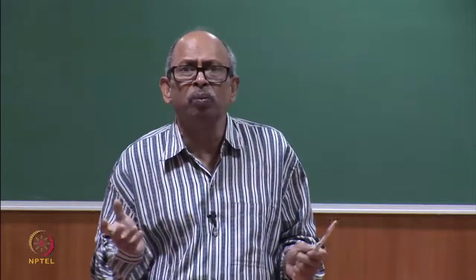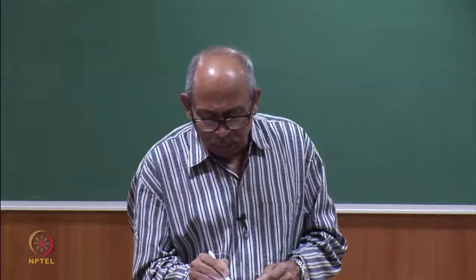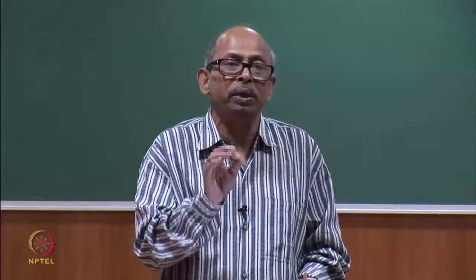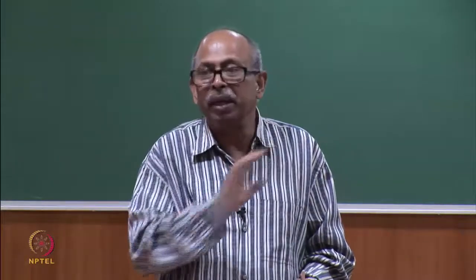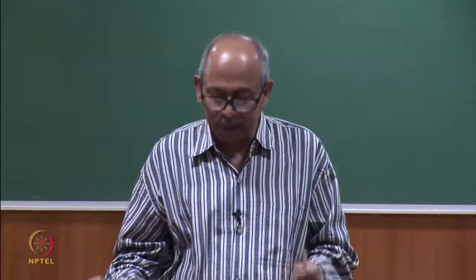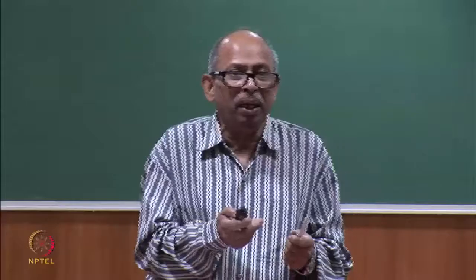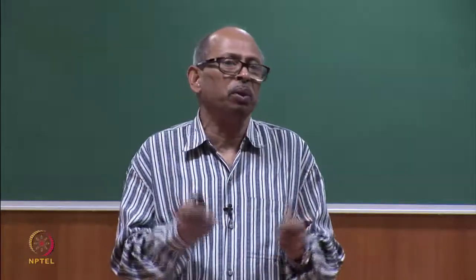But I found that it does not work in Indian conditions, because your curve would be something like this, it does not match. Maybe they have arrived at it from European conditions. In India, you have to establish your own correlation using statistical regression, there is no other way. The basic curves are available for rebound number, ultrasonic pulse velocity, pull out test, etc. Several curves are given, and you can use them if you want to, but in my own experience, in India it is perhaps better not to use basic curves, and to try to establish your own correlation.